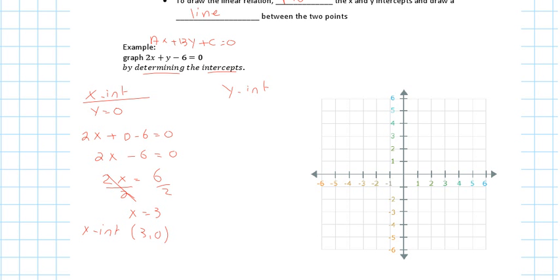Okay. The y-intercept, what do I set? Set x to 0. Okay. So in this case, I'm going to replace x with a 0. So it's going to be 2 times 0 plus y minus 6 equals 0. Two times 0 is 0. So it's going to be y, take away 6, equals 0. So y equals 6. So that means my y-intercept is 0, 6, right?